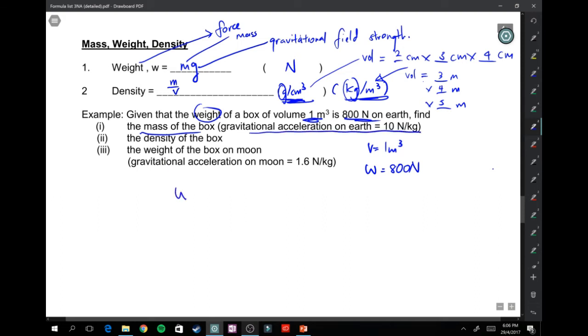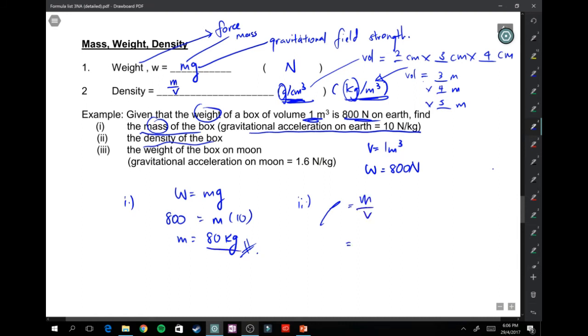So W equals mg. Your weight is 800. M is unknown. In fact, that's what they want you to find. And g is 10. Now, in this case, m will therefore be 80 kg. So part 1 done. Part 2, find the density of the box. So we have density equals mass over volume, which equals 80 kg over 1 meter cube.